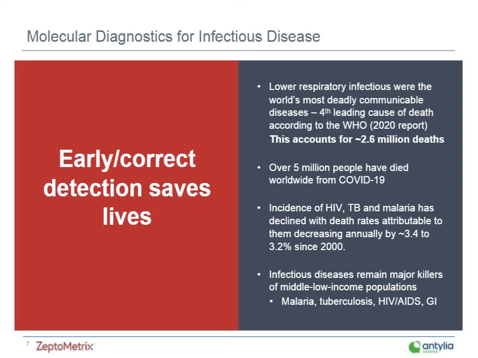Now, it's not all doom and gloom. Obviously, we made a lot of advancements in this field. Specifically, if we look at the incidence of HIV, tuberculosis, and malaria, those have declined, with death rates attributable to them decreasing annually by roughly 3%. So that's great. And I think we see that because we're getting a lot better about diagnosing, treating, and preventing these infectious diseases. But those, along with other tropical diseases and other GI diseases, still remain major killers of those in middle to low income populations.